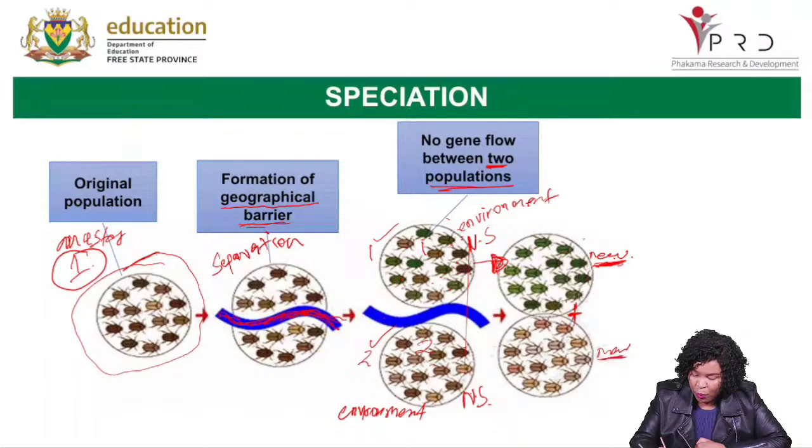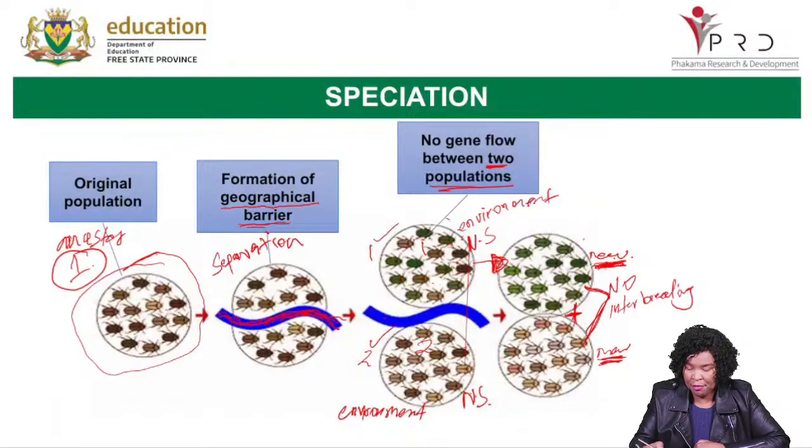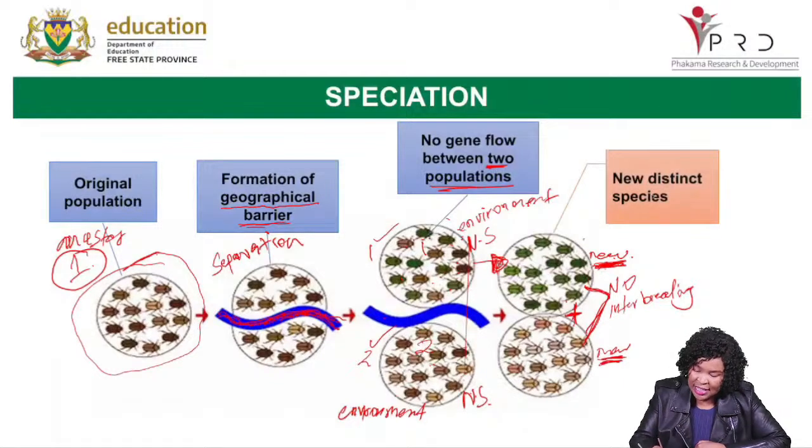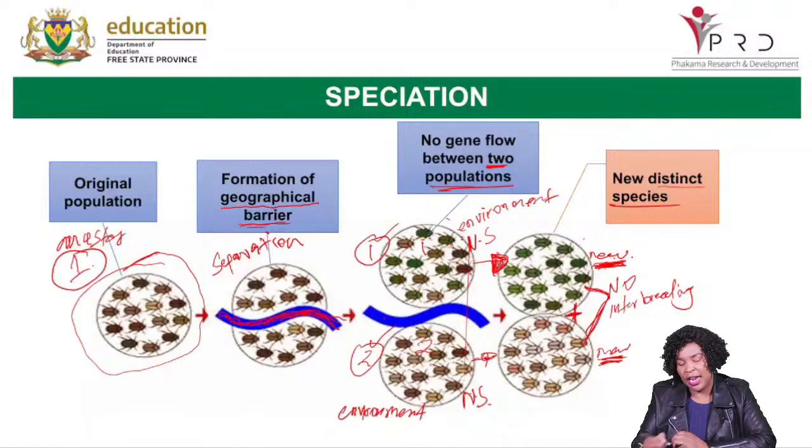Then if you were to mate or to breed the green ones and the brown ones, they will not be able to interbreed. So when they are not able to interbreed, it means they are now new species. So this is how new species are formed. Right, so they are distinct species because they have undergone natural selection for this particular first environment and for this particular second environment. So I hope you understand.